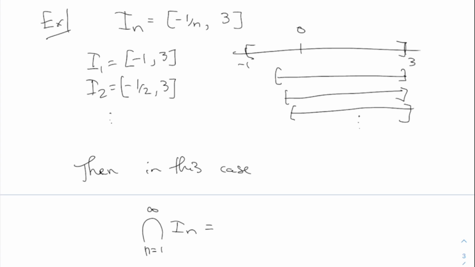Anybody want to say? What do you end up with? The intersection would be the set of all points which are in all of the intervals. Yeah? 0 to 3. The interval from 0 to 3, yeah.